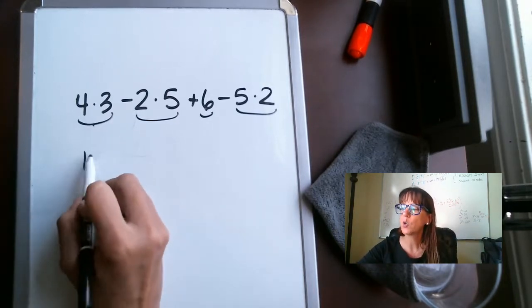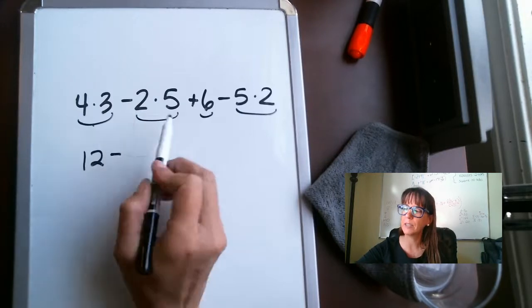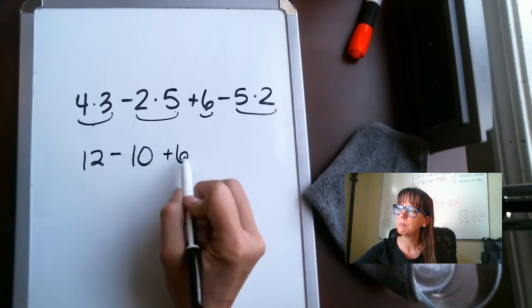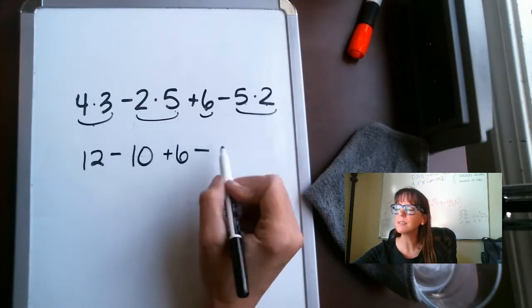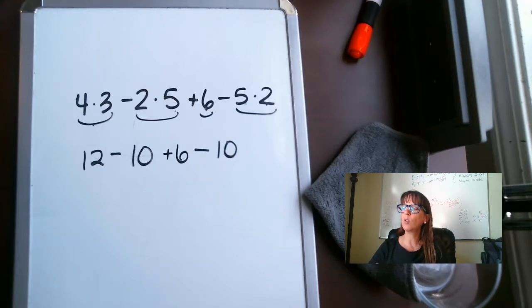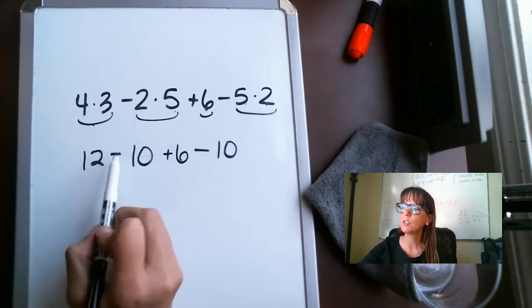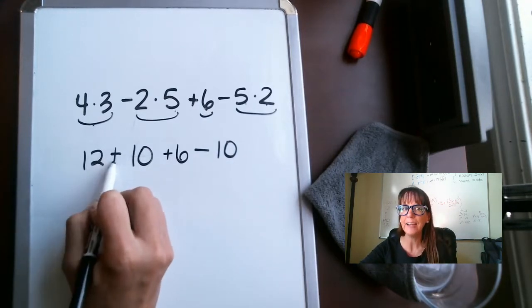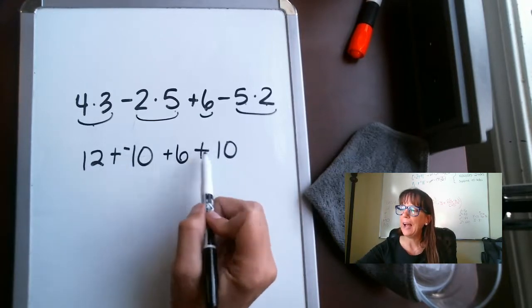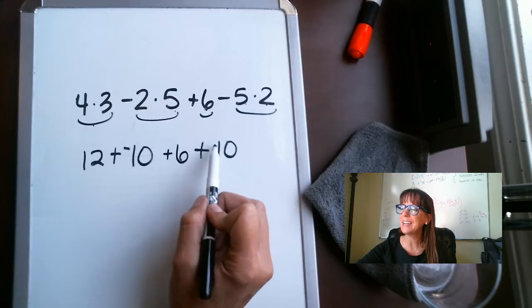This is going to be 12. Bring down our sign. Minus 2 times 5 gives us 10. Plus 6 minus 5 times 2 is 10. Good. Now that we've done our multiplication and division, we are going to add the opposite. So subtraction, we add the opposite of positive 10, negative 10. And the opposite of positive 10 is negative 10.